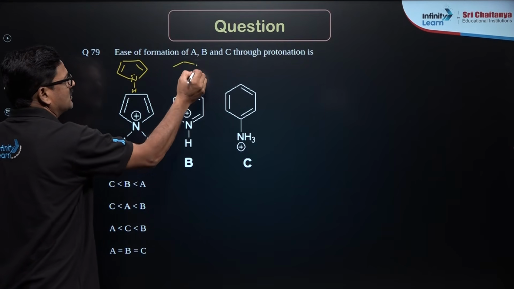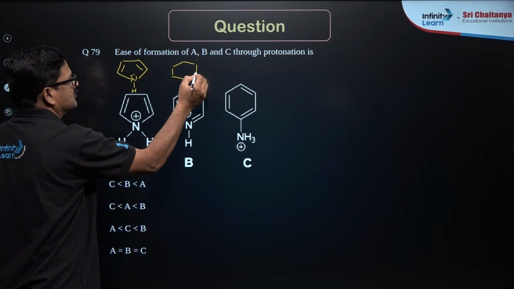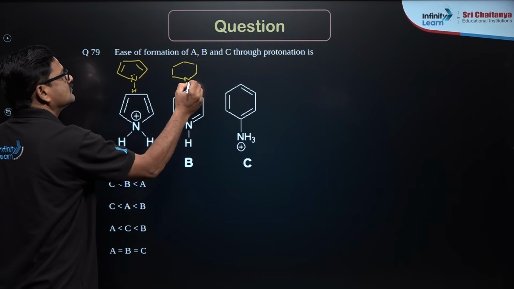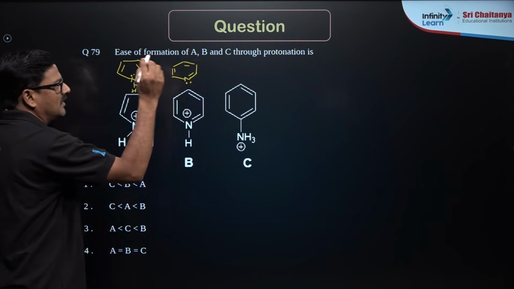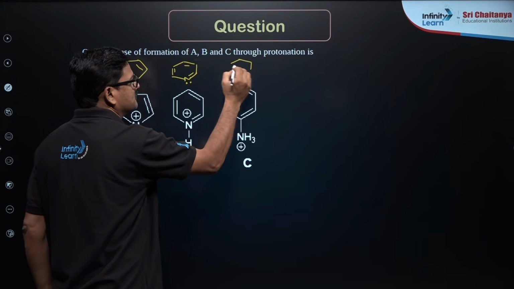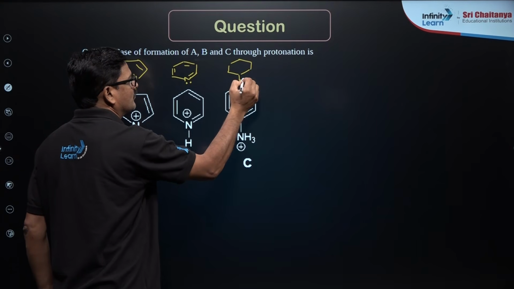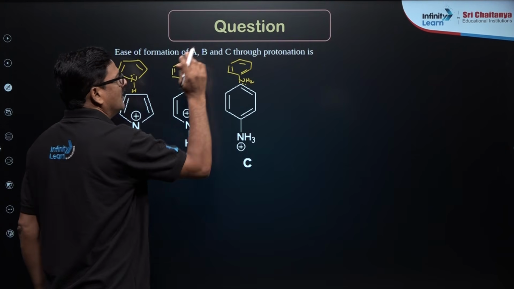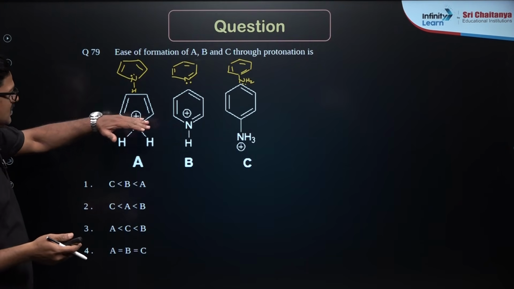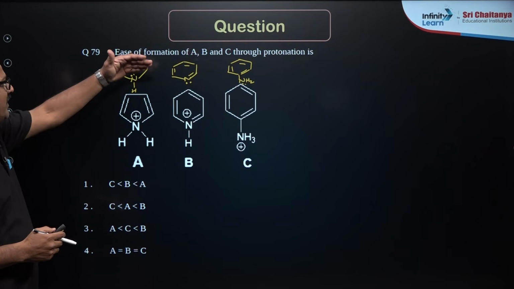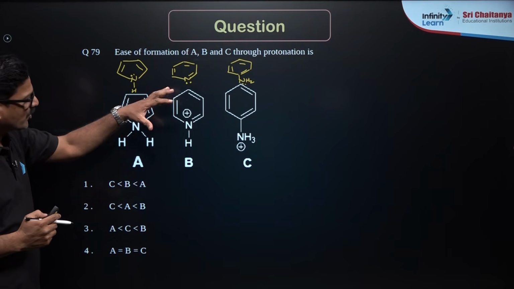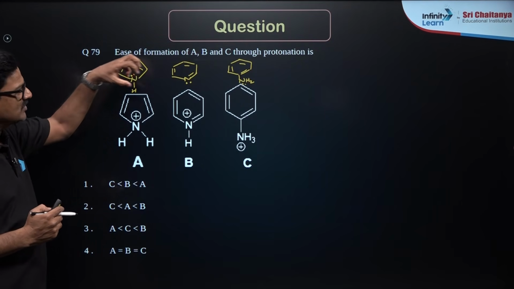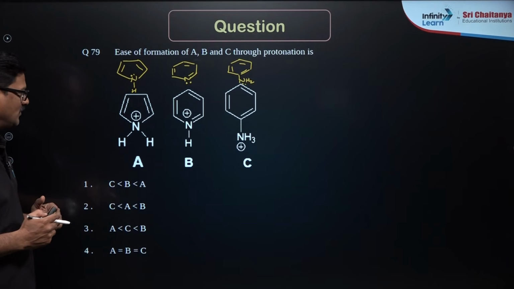How it is protonated? And how it is protonated? And these are the ABC, and these are the products, these are the parents. When it is protonated, the basic strength of the parents we have to check.